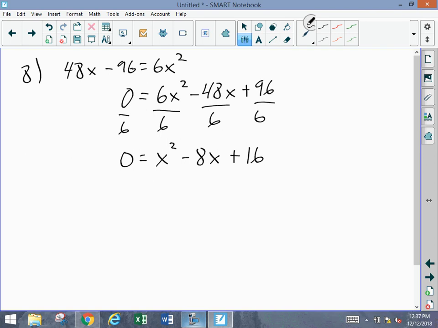Now, what I need to do is think to myself, are there two numbers such that if I multiply them, I get 16, and if I add them, I get negative 8? 4. That would be negative 4 and negative 4.